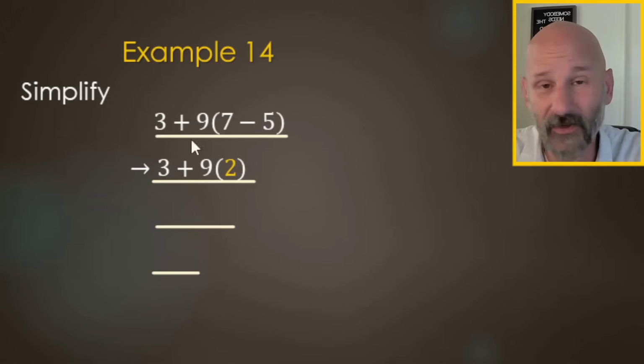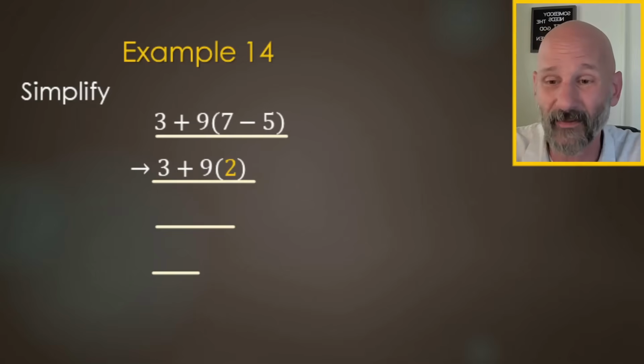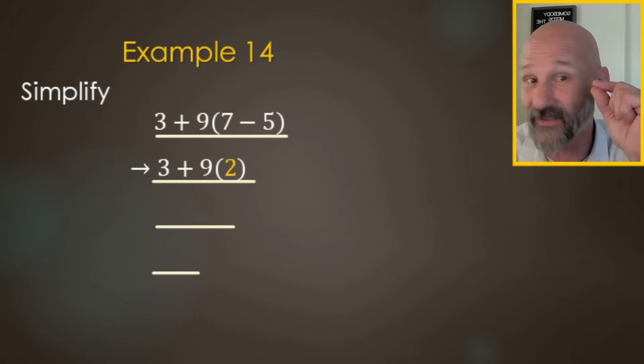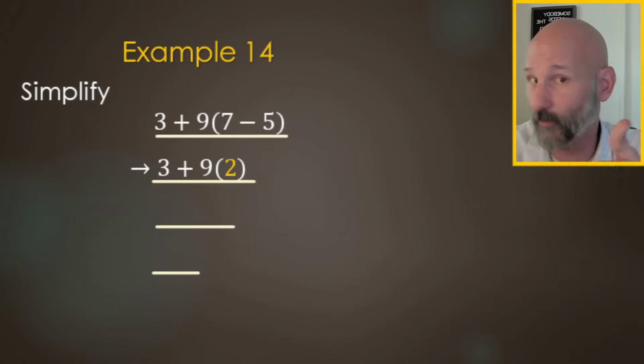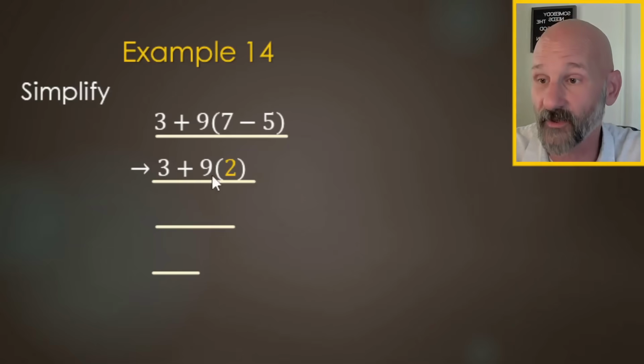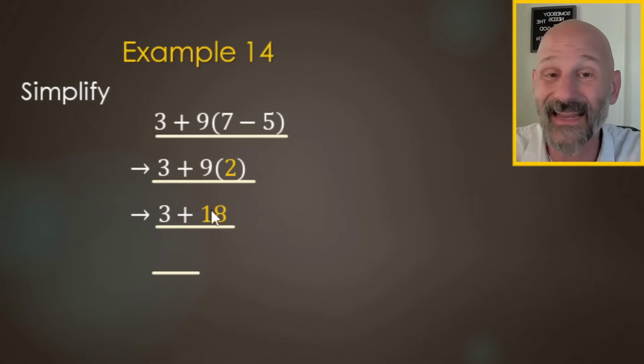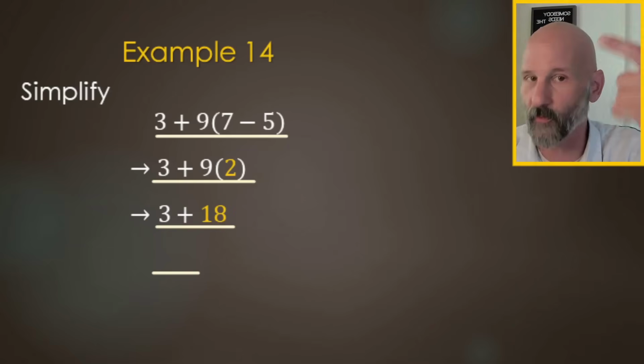Now, some people are still going to see this 3 plus 9 and think, oh, that's what's next, because your eyes catch it. But you do have to remember, we did parentheses. There's no exponents. Next up is multiply, divide. So is there multiplication or division? Yes, there is: 9 times 2. So 9 times 2 is going to switch with 18.